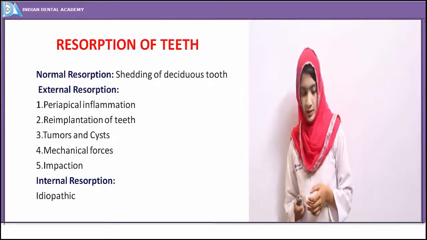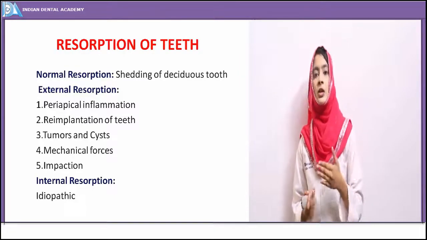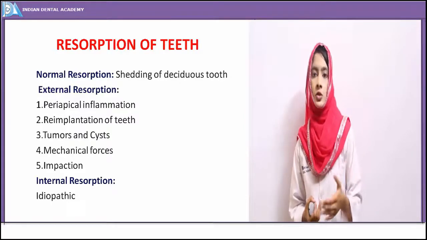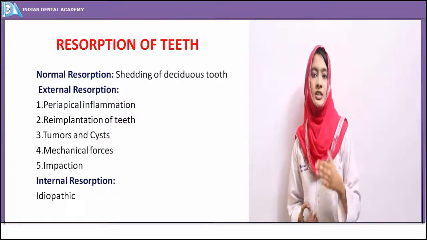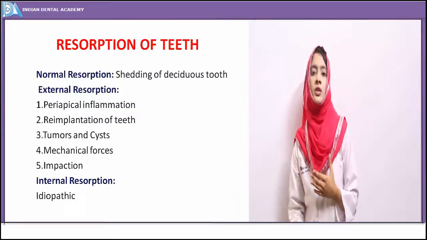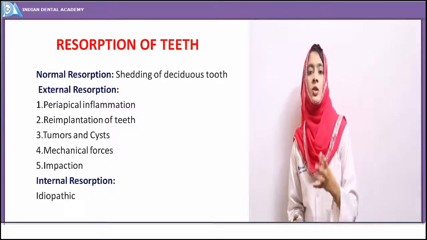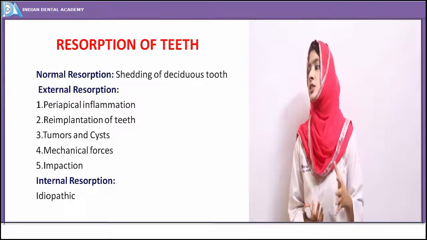So another common regressive alteration is the resorption of teeth. As we all know, the roots of teeth resorb normally at the time of exfoliation of teeth. This is seen more commonly in the deciduous teeth, which resorb before they shed. Some form of resorption also occurs in the permanent teeth due to a variety of reasons.